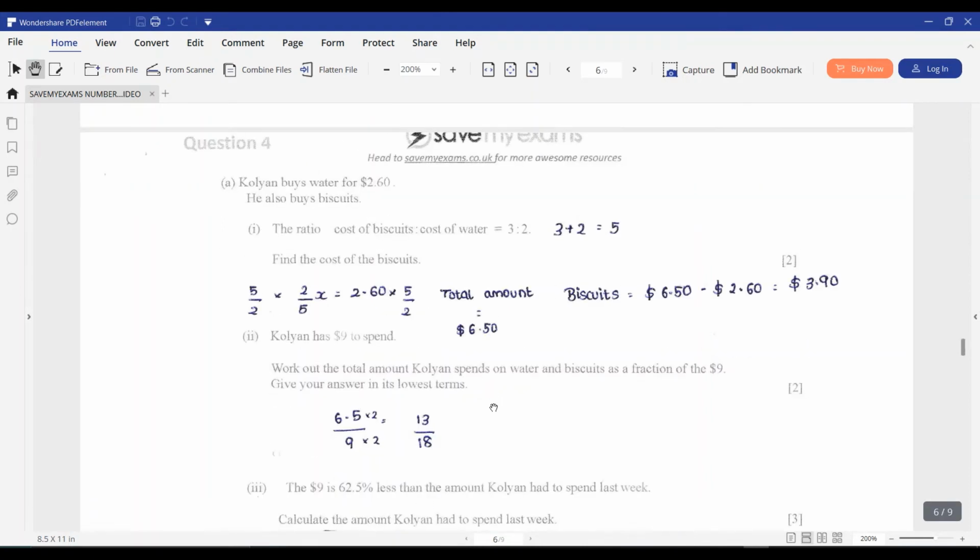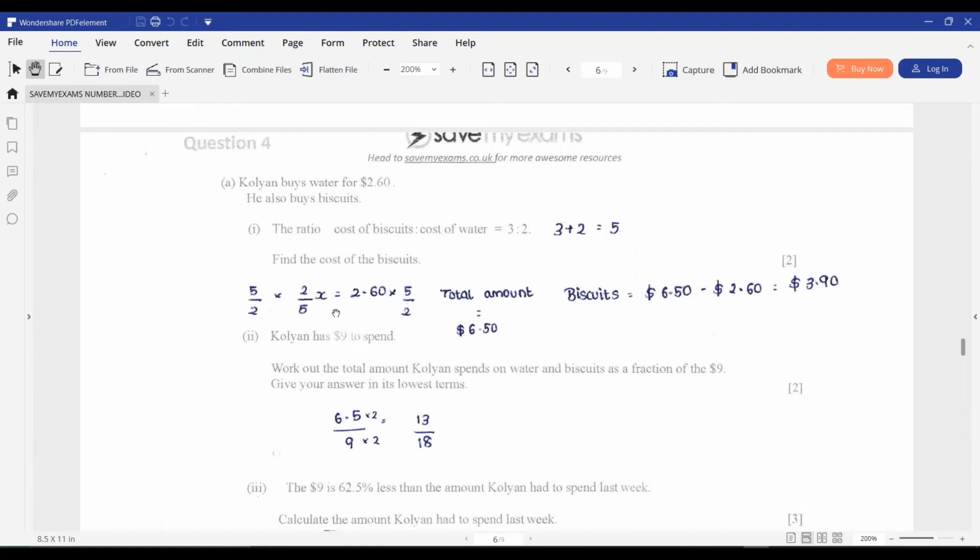Question 4. A. Kolyan buys water for $2.60. He also buys biscuits. The ratio cost of biscuits to cost of water is 3 to 2. Find the cost of the biscuits. So the first thing we want to know is the total amount he spent. So we would add the ratios, which is 5. So that's the total. So we take 2 over 5 multiplied by x is equal to $2.60.